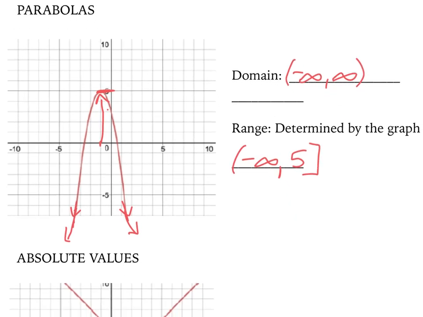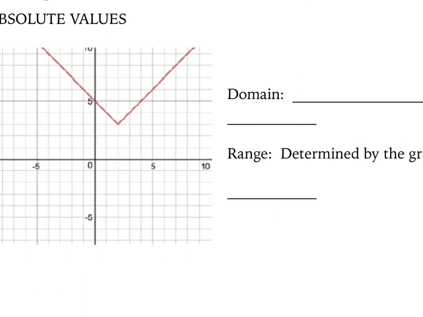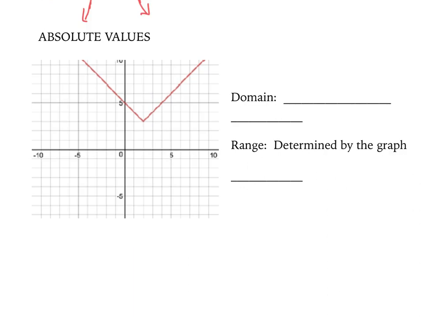Questions on that? All right, I want you to try this one. It's going to be very similar to the other. From the left to the right, what's this one doing? Negative infinity to infinity. Good. Absolute values will always be that for the domain. And then the range. What do we think here?